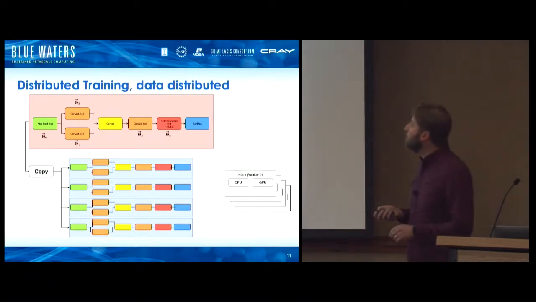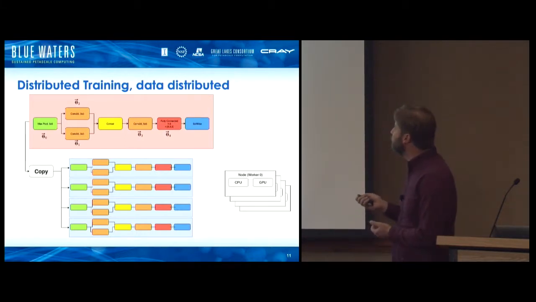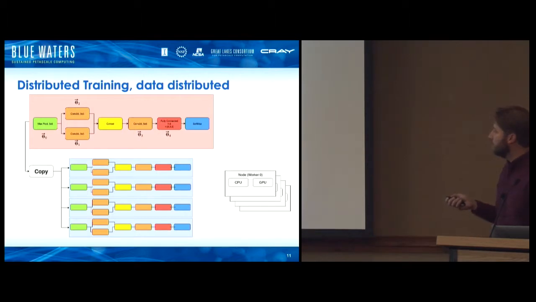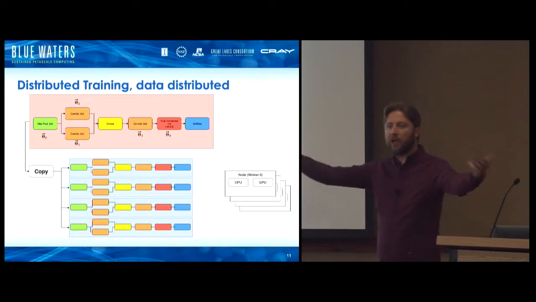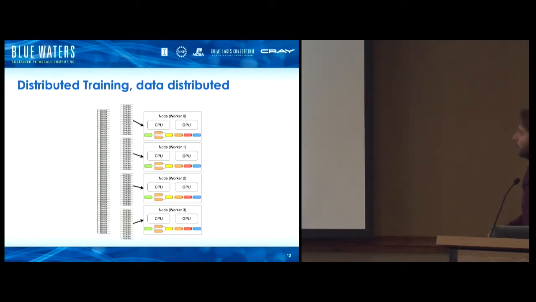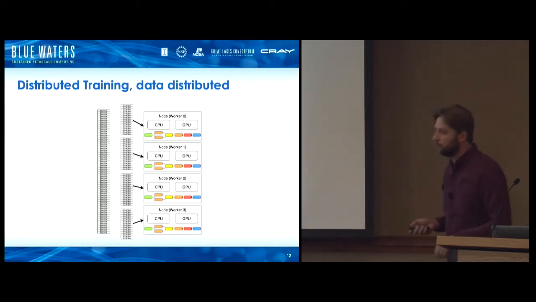Okay, so distributed training, data distributed. You take your model, you initialize it with some collection of weights, and you copy it across all your workers, in this case across 4 different workers. So data is distributed: you take your model, you copy it, you spread it all out. You take your list of examples, chop them up, and pass them out to each worker.